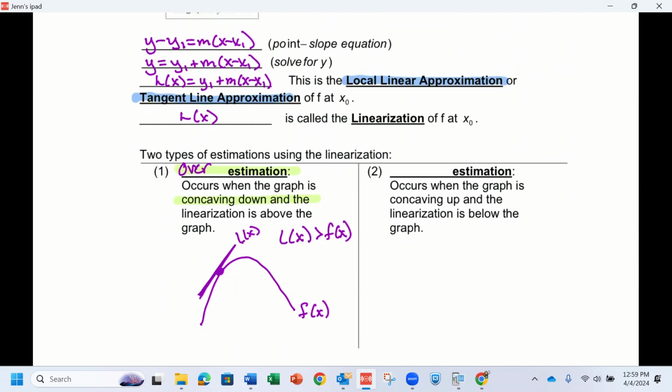Now we talked about the second derivative and concavity. What happens with the second derivative? How do I know I'm concave down looking at the second derivative? Is the second derivative positive or negative? Going back now to Unit 5, negative. So remember, if f double prime of x is less than 0, your graph is concave down.